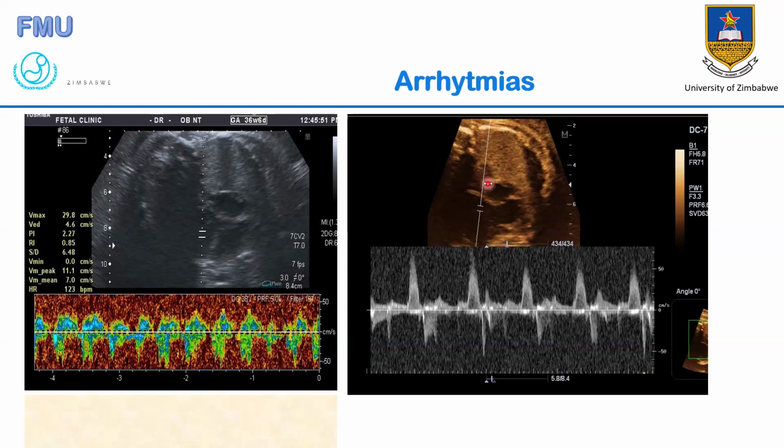What's wrong with the second one? What is wrong with the second one? The heartbeat. You're busy doing your work, you want to do the heart rate, and this is what you are getting.